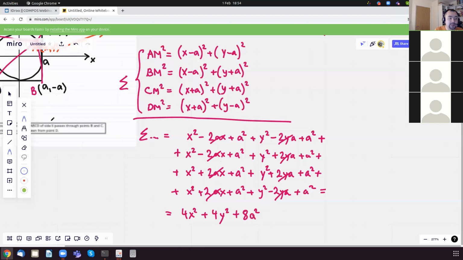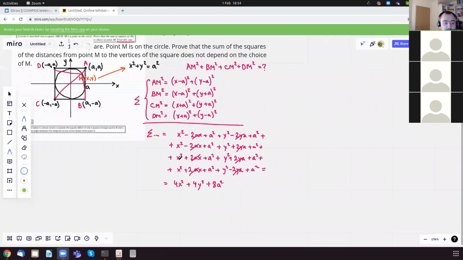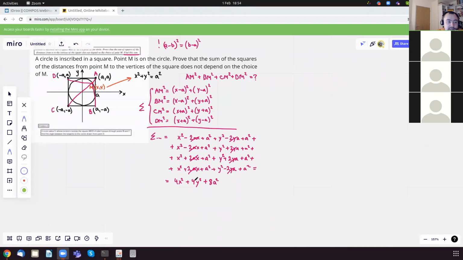Remember, a is the radius of the circle, and also a is half the side of the square. The square has side 2a. What do we do now? Well, now we need to realize that because point M is on the circle, its coordinates satisfy this equation.